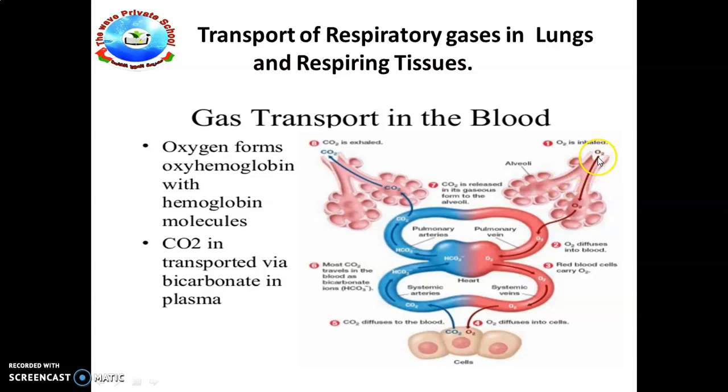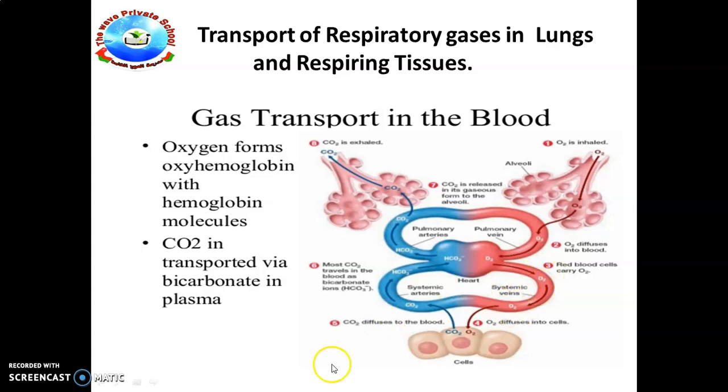So here you can see the oxygen is inhaled by a person through the nose and it enters into the lungs, and in the alveoli you can see the oxygen here, and it is transferred to the blood by the process called diffusion. So now the oxygen diffuses into the blood. From here, the red blood cells carry the oxygen to the heart, and from there it is carried into the veins. That means systemic veins.